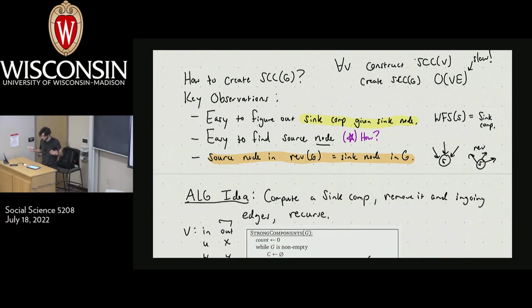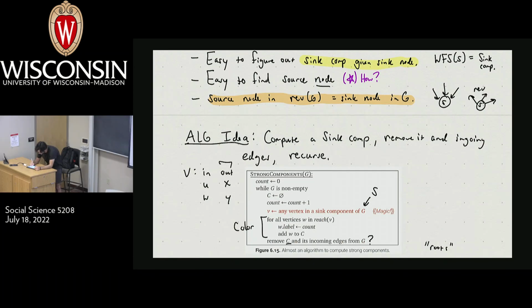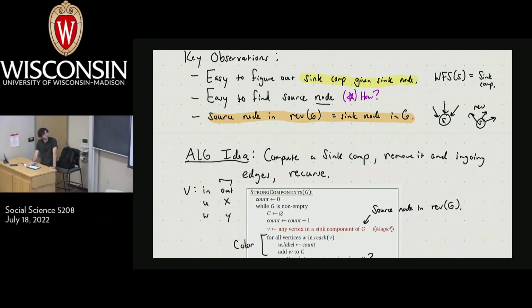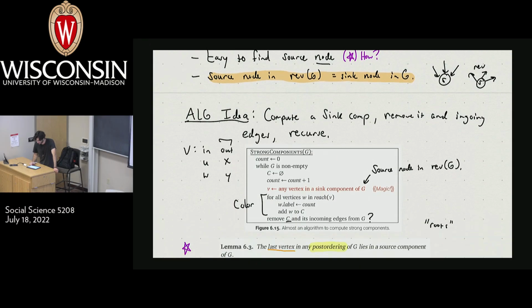So now what we could do is construct the reverse graph, find a source node, and that source node in the reverse graph will actually be a sink node in the original. And then we can plug that in here. So this will just be the source node in reverse of G. Okay? So that's pretty much all the steps. We can successfully run the whole algorithm.